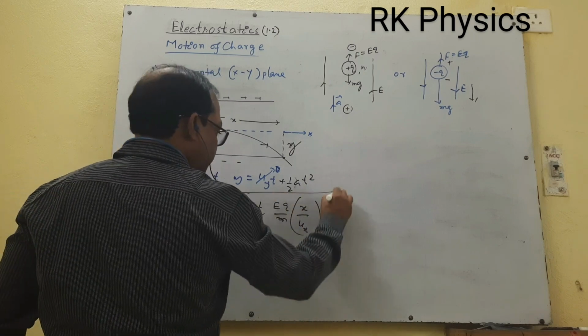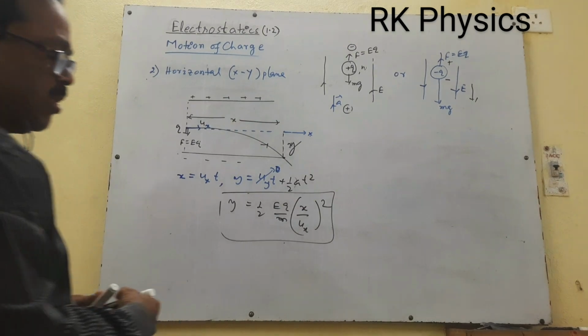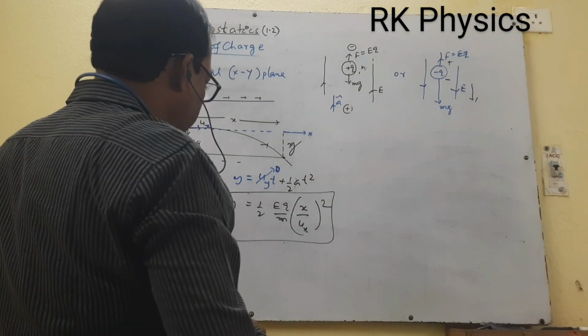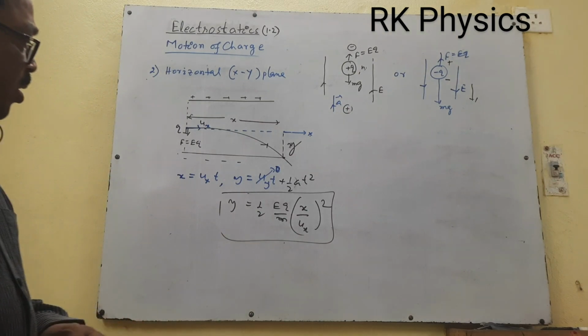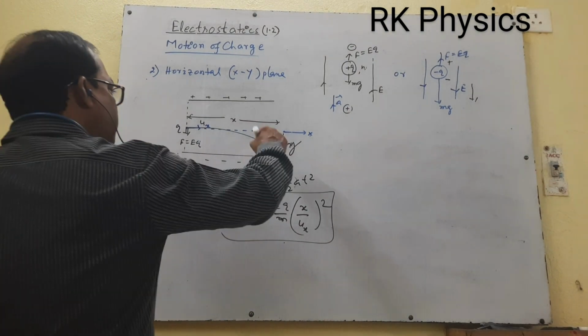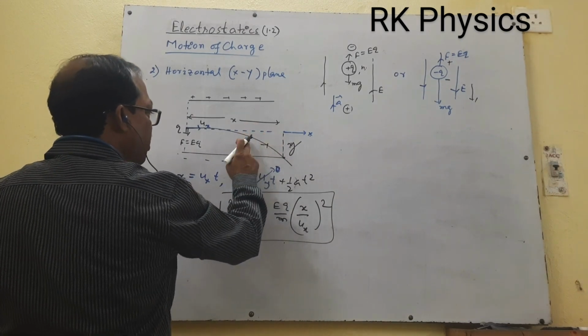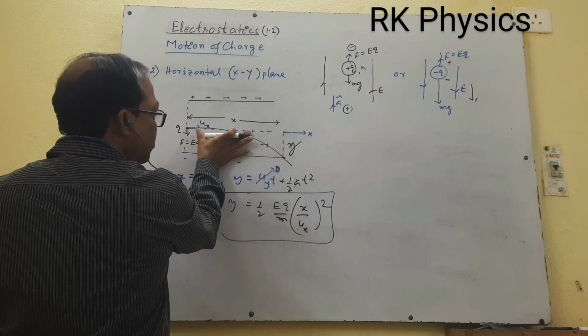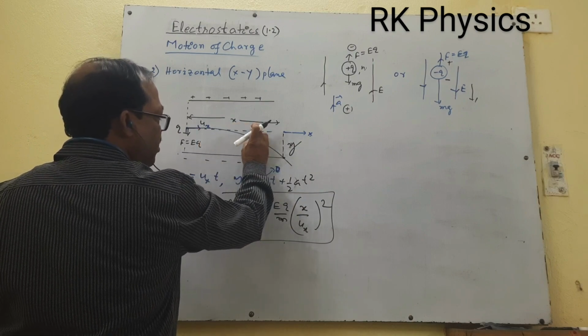So this is your y. Now this equation represents the equation of a parabola. In this way you can find the relation between horizontal distance and vertical distance. Now at a particular time t, suppose the object is here. So now this is your new x, this is your new y.